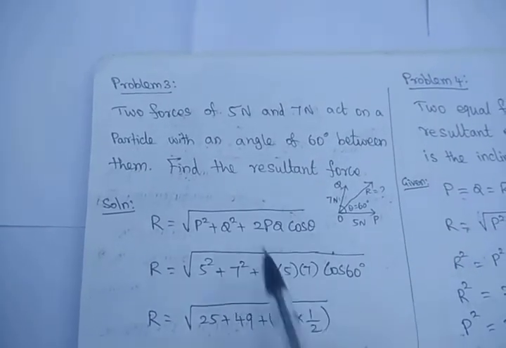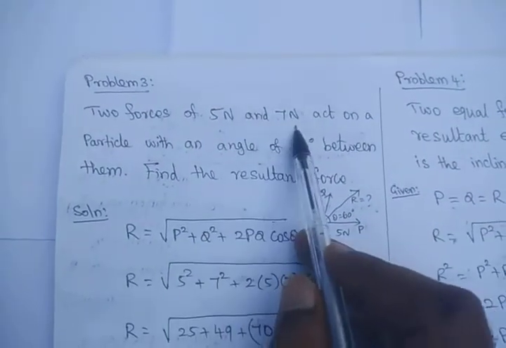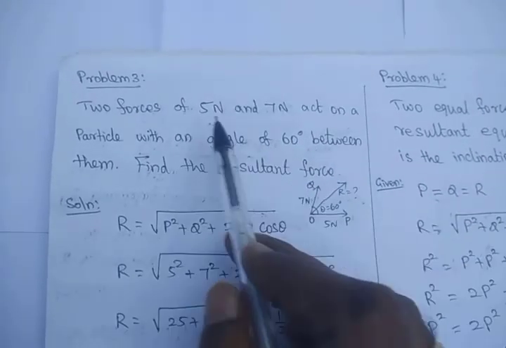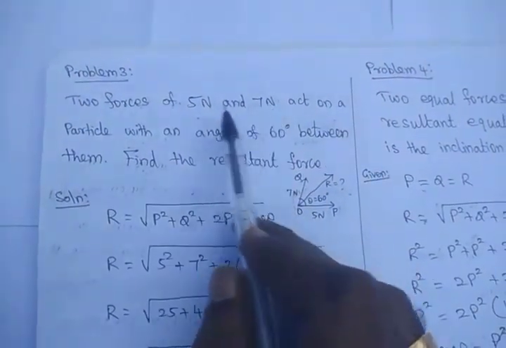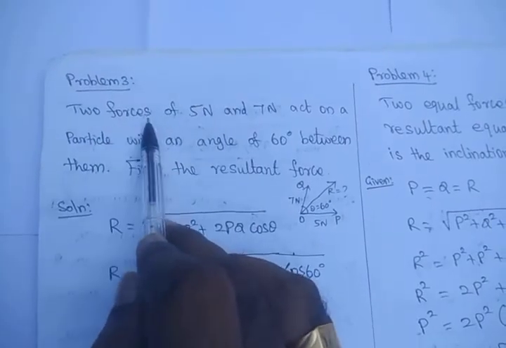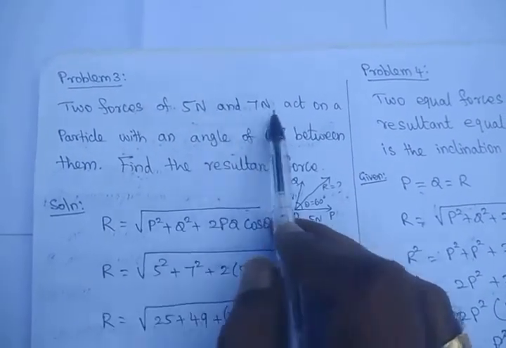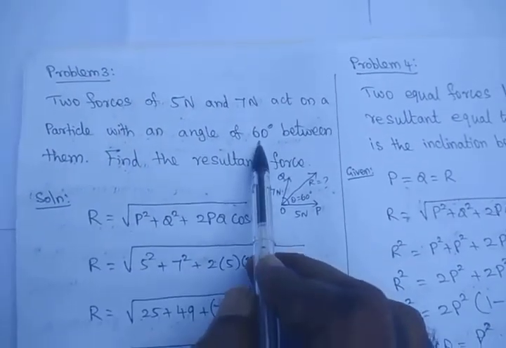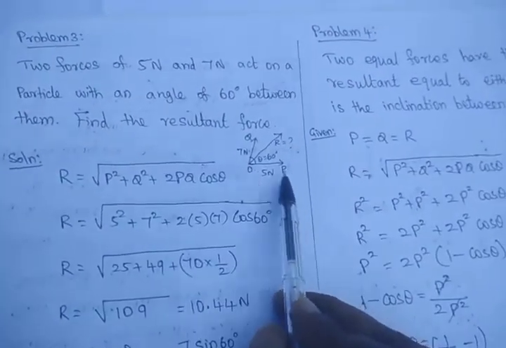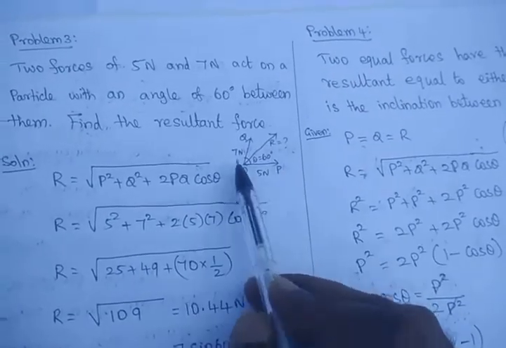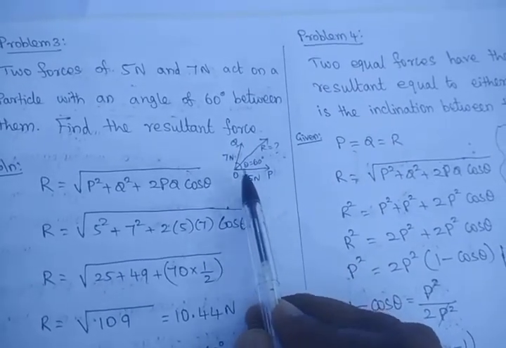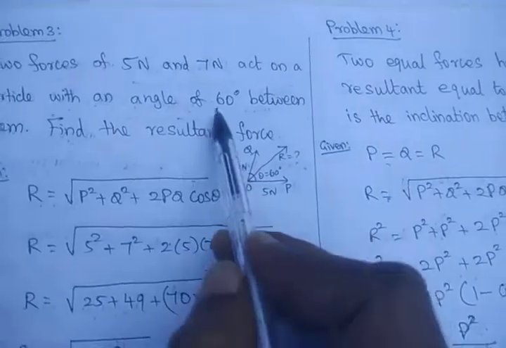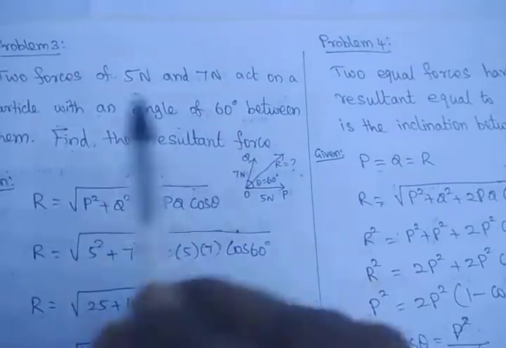Yes, next problem. Two forces, 5 Newton and 7 Newton, act on a particle with an angle of 60 degrees. Two force vectors are given, A vector and B vector, both acting at the same particle with an angle of 60 degrees between them. So the A vector and B vector we will represent as P vector and Q vector. P vector is 5 Newton and Q vector is 7 Newton. Then the angle between these two vectors is 60 degrees, given in the question paper itself.